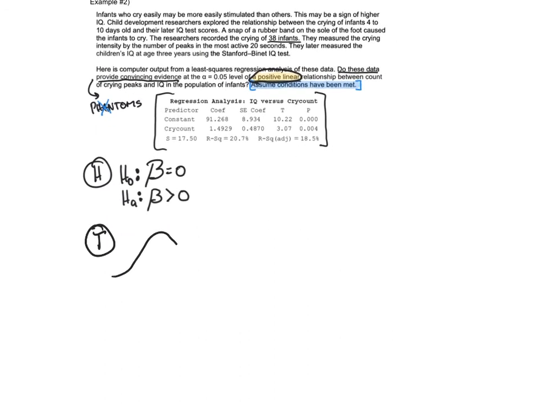The T is going to be a T-curve distribution, thinking about all the different slopes that are available. And we're always going to put the claim in the center of our graph. Let's go find our B value. Our actual slope value that we got from the sample is over here, 1.4929. And since we are shading greater than, we're going to shade above. Well, that was easy.